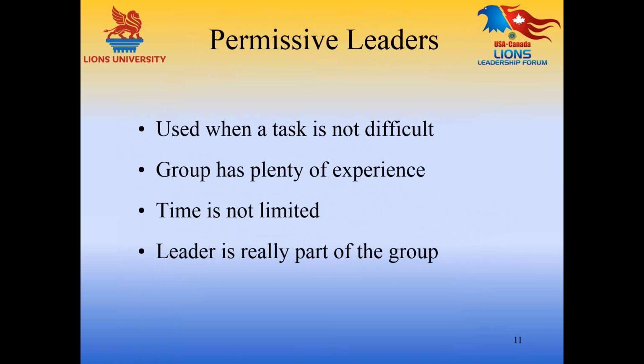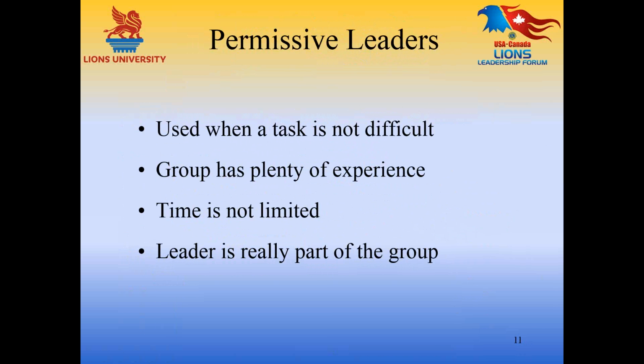Permissive leadership is used when a task is not difficult. The group has plenty of experience and time is not limited. The leader is not really leading the group as much as being a participant. The example that I shared with that would be the Lions Club pancake supper, or pancake breakfast, where everybody knows their jobs and responsibilities, and the committee chair just has to make sure that everything gets done.